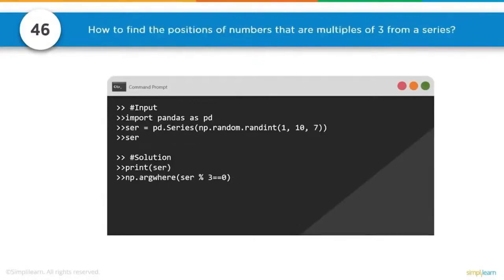Number 46, how to find the positions of numbers that are multiples of 3 from a series. And in here, we're actually going to use NumPy to solve it. The first part, series, lets you know it's going to be a pandas Series. And if we come down here, we have np.argwhere, so this is a vocabulary question. Series with, remember, the percent 3 is the remainder, so if the remainder equals 0, then we're going to generate that, where the object divided by 3 has no remainder, so that we know it's a multiple of 3.